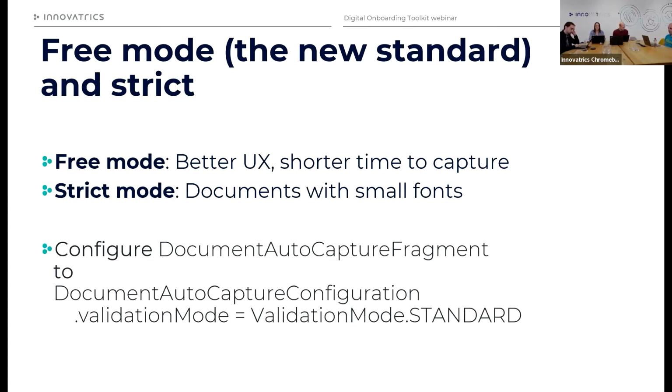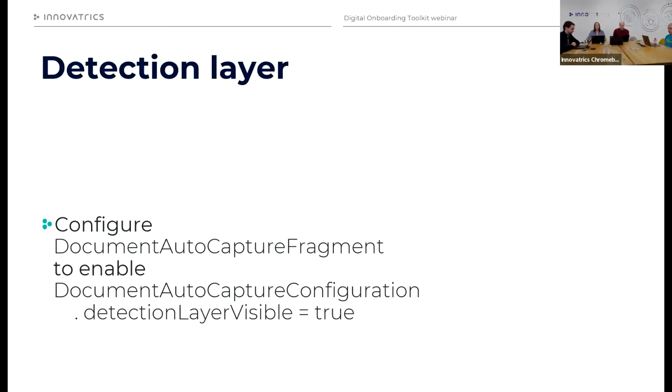Of course, if you take normal documents, you should go for the better user experience and shorter time to capture. In the bottom, I'm also displaying information on how you can switch these modes in the component. Also, I discussed the detection layer, where the four corners of the document are displayed. This is also configurable. In our testing, we have found that showing this detection layer helps the user to understand what he needs to do, and it's improving the user experience of the component.